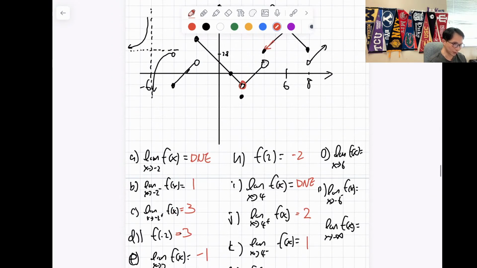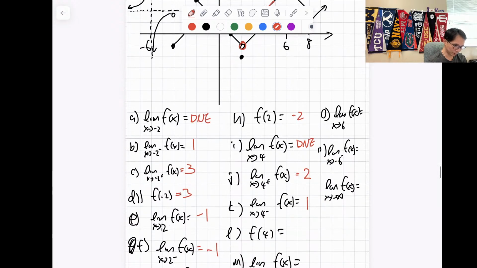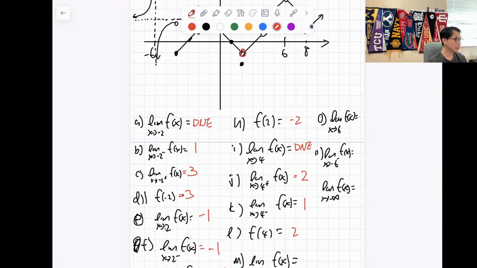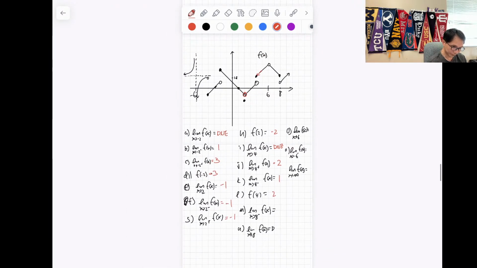What's the f of 4? 2. That's it. Am I going too fast or are you guys understanding? Why is it from the negative side 1? Negative side is 1 because it's going from here to here. So this is a 1.